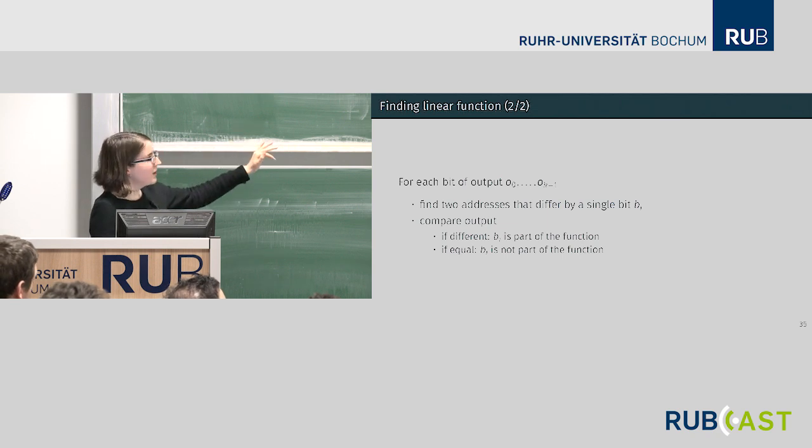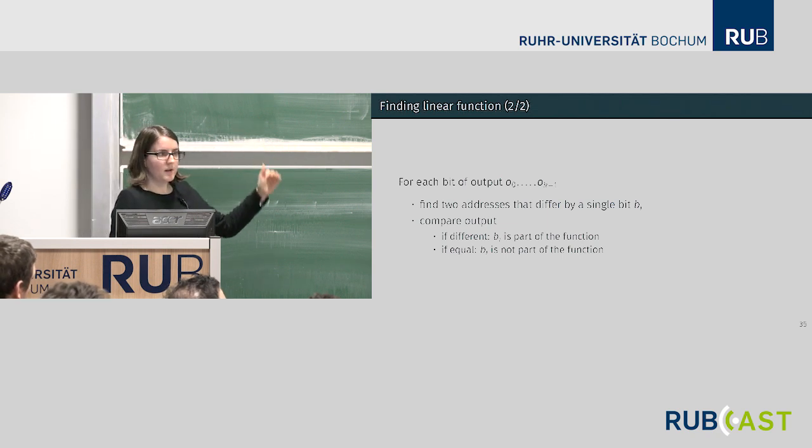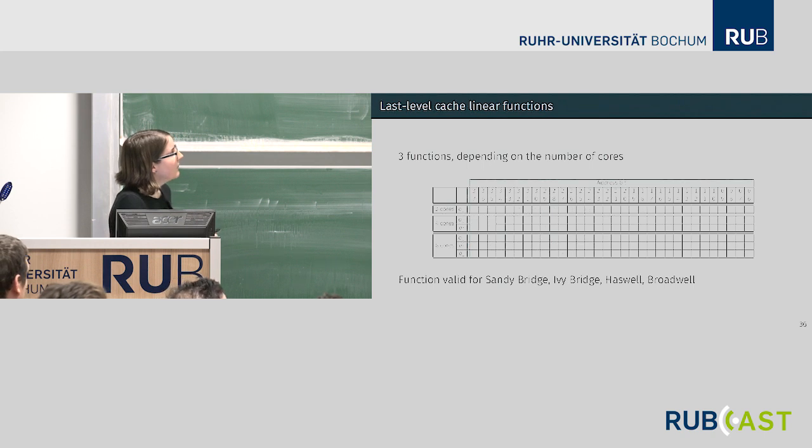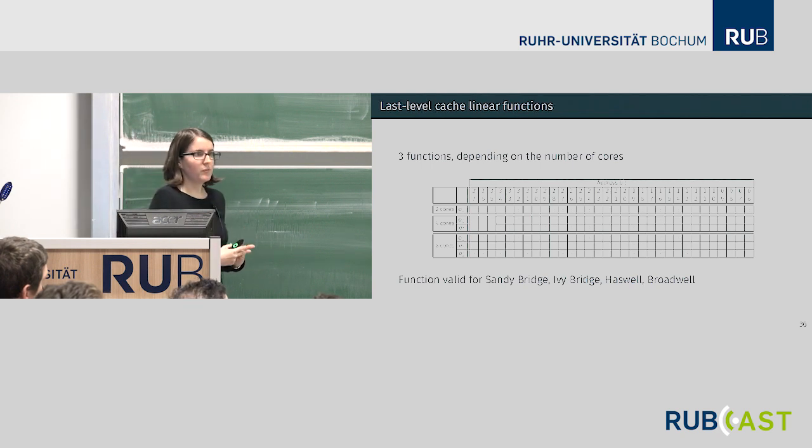For each bit of output, basically what I did is find 2 addresses that differ by a single bit, then compare the output. If the output is different, then the bit is part of the function. If the output is the same, then the bit is not part of the function. And this is the result. Basically, we have only 3 functions, and they only depend on the number of cores. That is valid for every architecture that we tried: Sandy Bridge, Ivy Bridge, Haswell, and Broadwell. It's also valid for Core and Xeon CPUs.